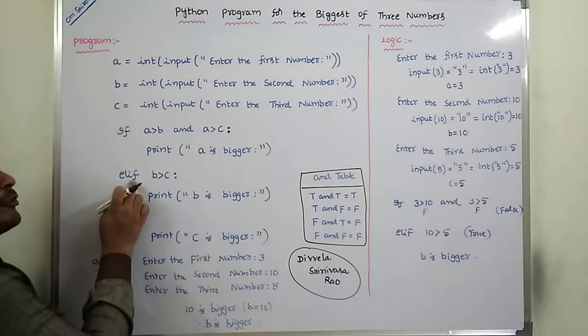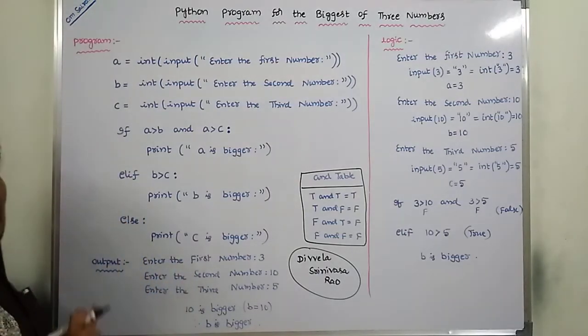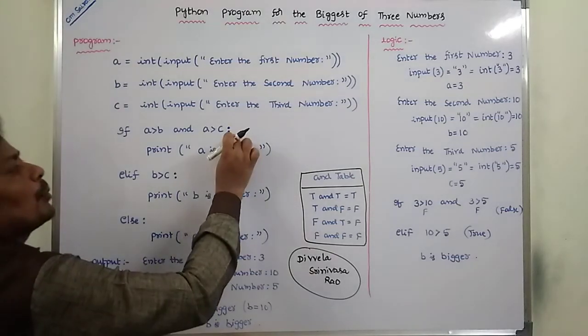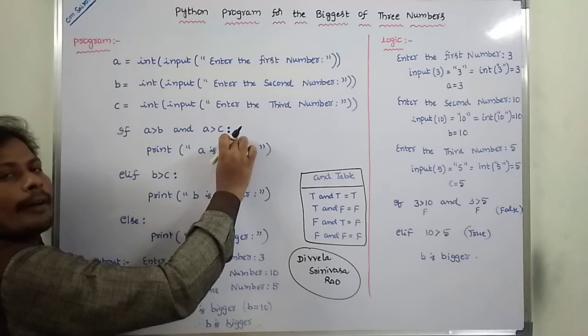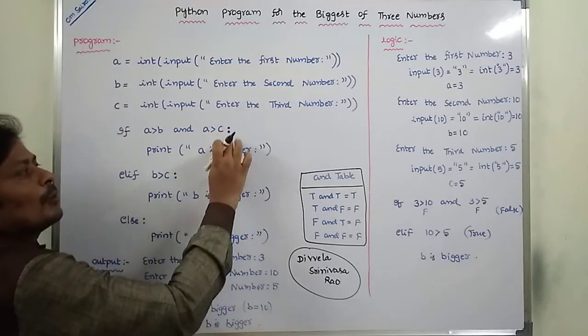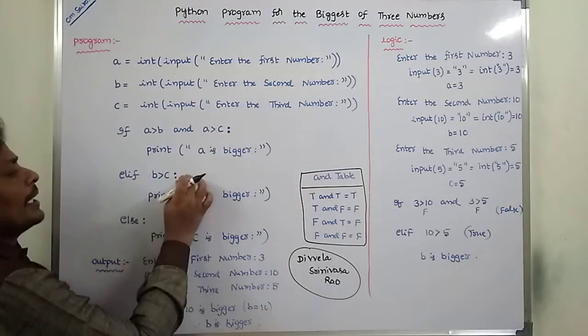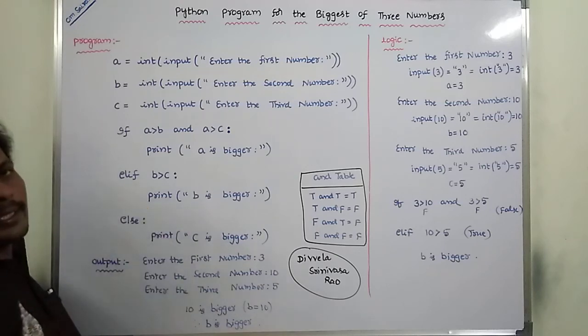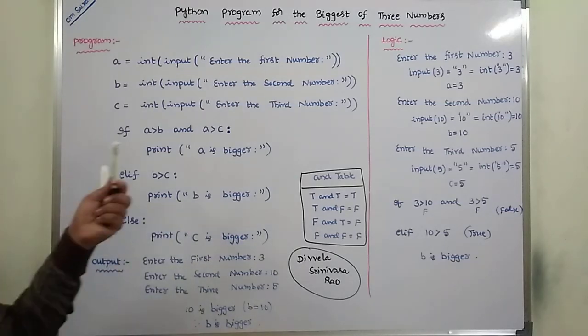So elif means else plus if. We can write it as elif. Here put colon, compulsory. In the case of C program, we are not writing any colon after the if statement. But here in Python, we compulsorily have to write the colon after the if statement, after the else if statement, and after else. Otherwise we get an error. So this is the Python program.